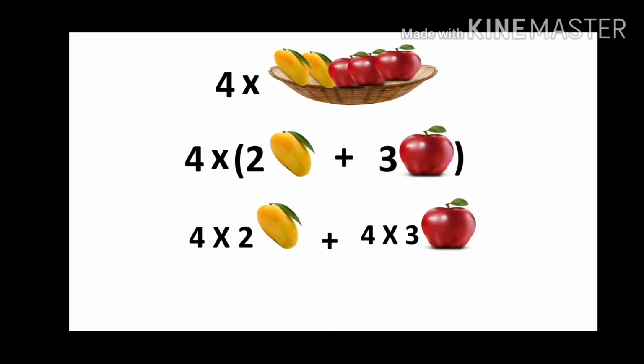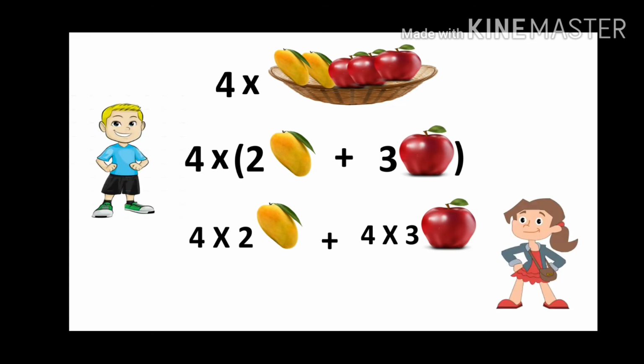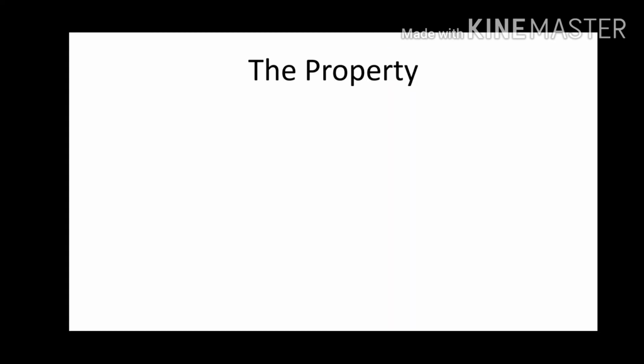So we can say it here, 4 sets of the basket. So in that basket there were 2 mangoes and 3 apples. So here we can relate the basket as the brackets, B for basket, B for the bracket. So we have kept inside the bracket whatever is there in the basket. So in the basket there were 2 mangoes and 3 apples. Then 4 groups of 2 mangoes and 4 groups of 3 apples. So whatever is there inside the basket, everything is multiplied with 4 because we have 4 sets of each. So this is the answer that Johnny and Jenny got. So this is the property.